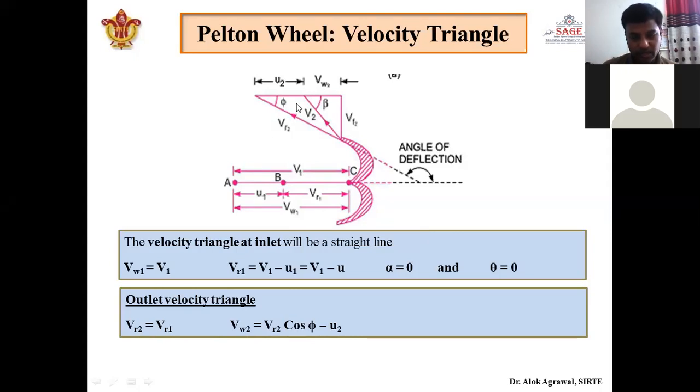VR2 equals VR1. If some blade frictional loss is given, then we have to consider that while calculating VR2, and VW2 will remain like this, VR2 cos phi minus U2. VR2 cos phi is this line complete, and if you subtract U2 we will get VW2. We are interested in calculating VW1 and VW2 because, as we have seen, for calculating the force developed by the jet, we have to know the tangential component of the velocity.